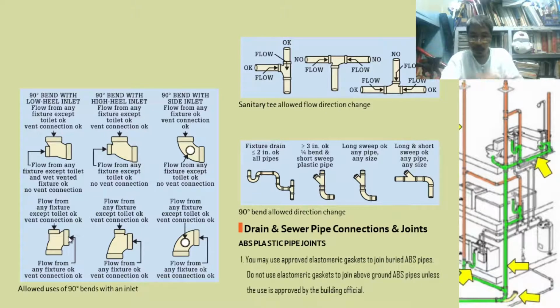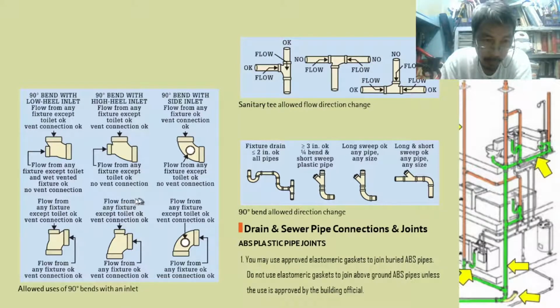So you have to familiarize yourself. You have to take this one by one in order to familiarize. So flow from any fixture except toilet. Here, we cannot use that as toilet, but we can use this side. Okay. Flow from any fixture except toilet. Okay, vent connection. So this one cannot be used. Most probably this one, due to the size, because they are not 3 inches. So this one is okay for toilet. So this one is not.